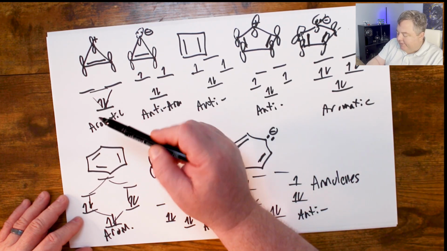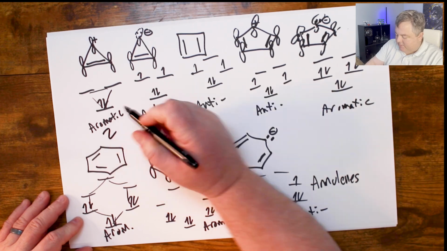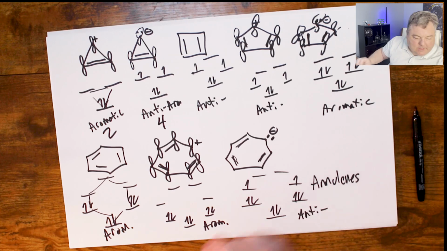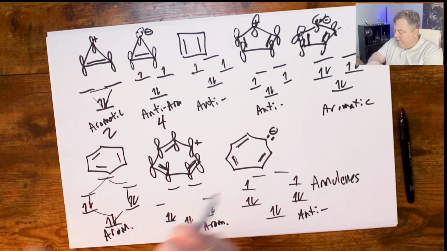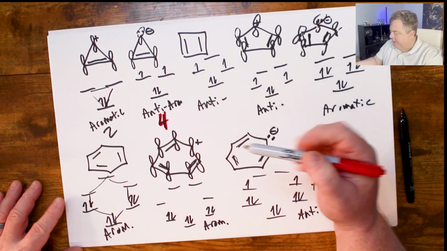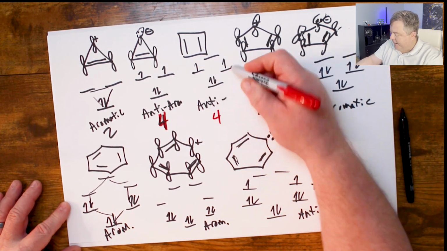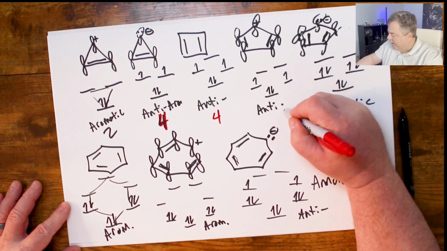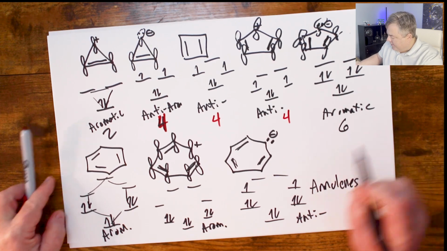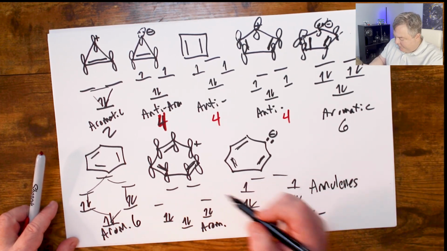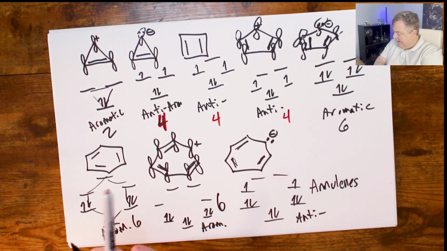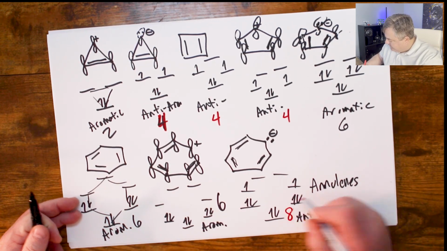So here's what we have. We'll notice that whenever I have 2 electrons, I was aromatic. When I had 4 electrons, let's make that red, 4 electrons was a bad number for me. That was anti-aromatic. 6 electrons was good for me. 2, 4, 6, 8 electrons was bad for me.